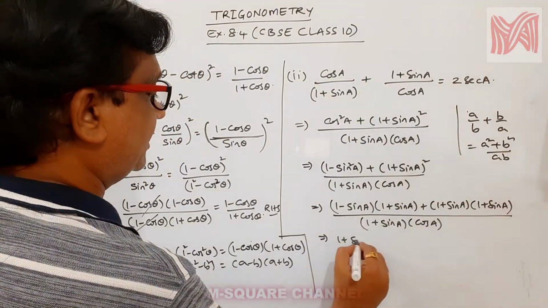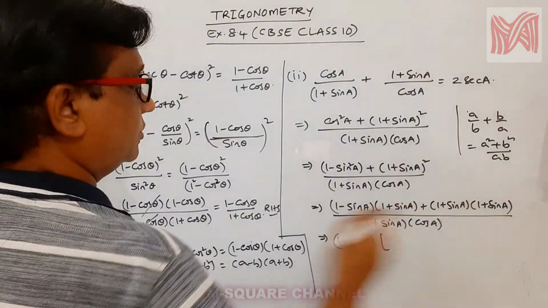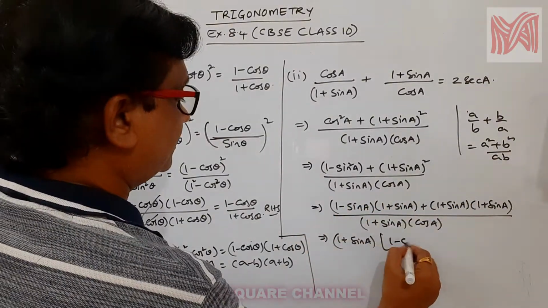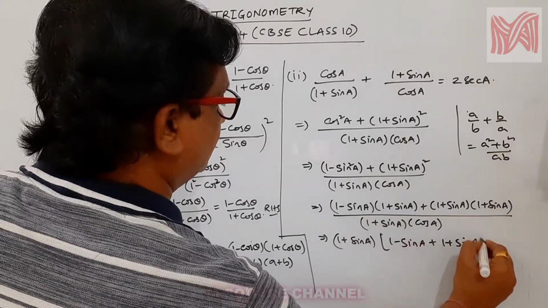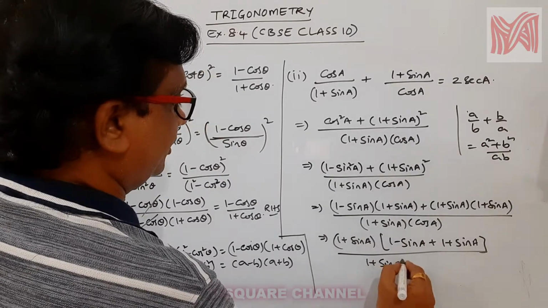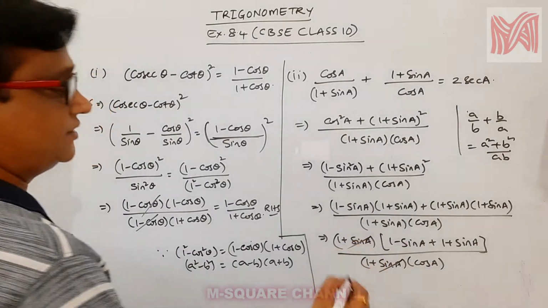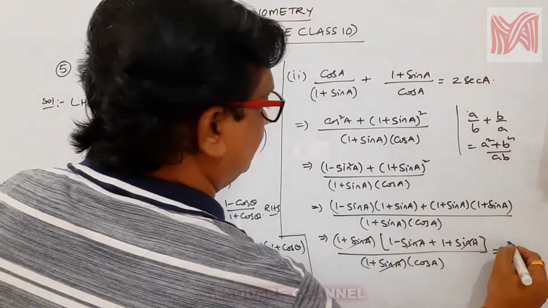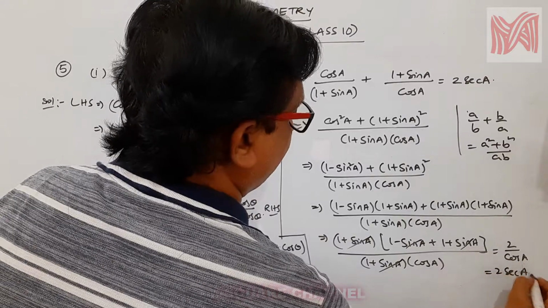So 1 plus sine a is common. In this, it is 1 plus sine a, 1 plus sine a. So inside, 1 minus sine a will be there plus 1 plus sine a will be there, by (1 plus sine a) into cos a. So these two are cancelled. Sine a cancels. 2 by cos a will be there. 2 by cos a means 2 secant a.